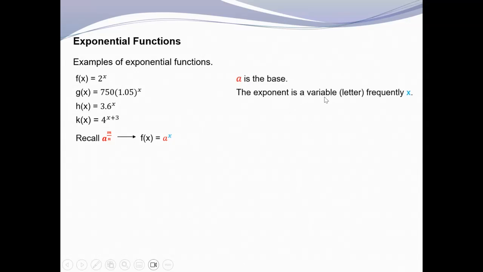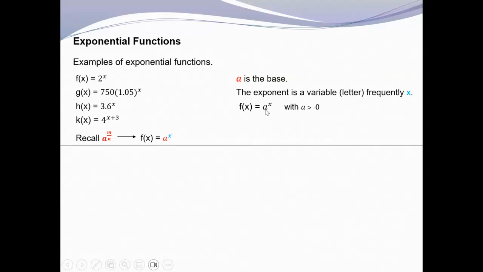Examples of exponential functions. If you notice, the variable is going to be the exponent. So all these are examples of exponential functions. Now recall the a to the m rule. So this will be f of x equals a to the x. A is the base. The exponent is a variable, or letter, frequently x. So this is an exponential function, a base raised to a variable power.